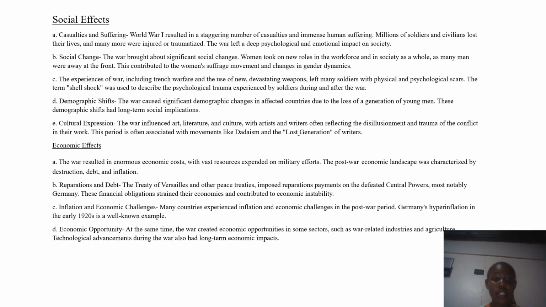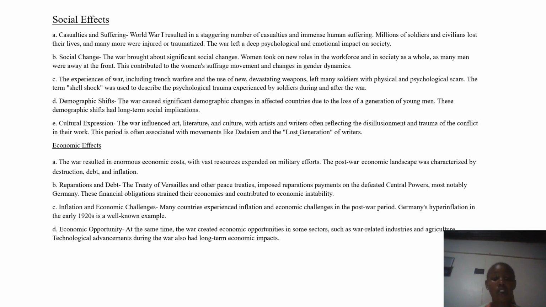The war resulted in enormous economic costs, with vast resources expended on military efforts, reparations and debt. The Treaty of Versailles and other treaties imposed reparation payments on the defeated Central Powers. Then inflation and economic challenges. Many countries experienced inflation and economic challenges in the post-war period.